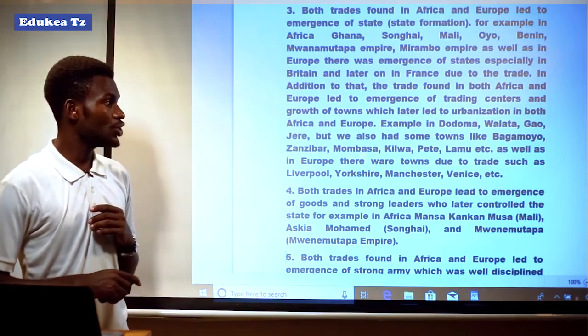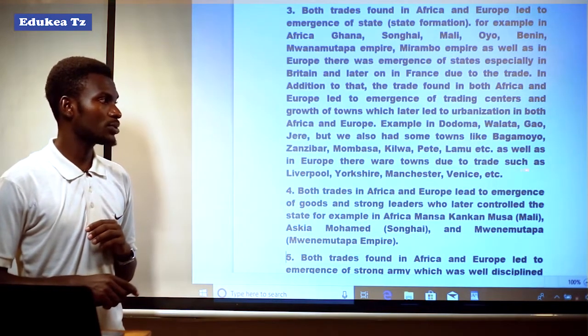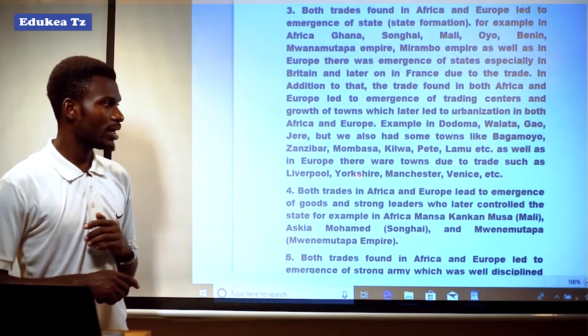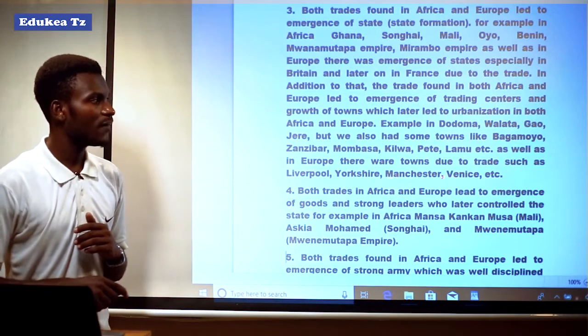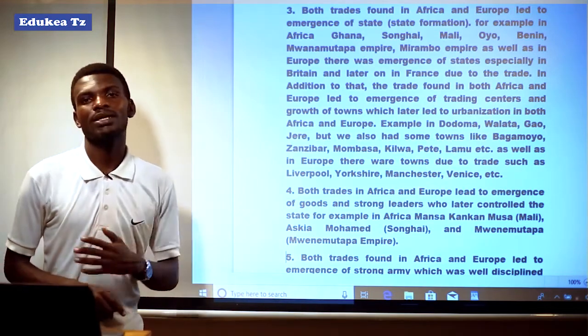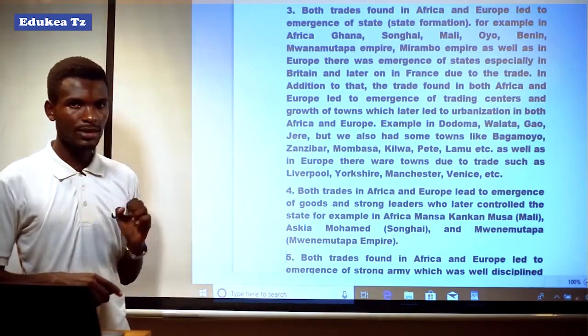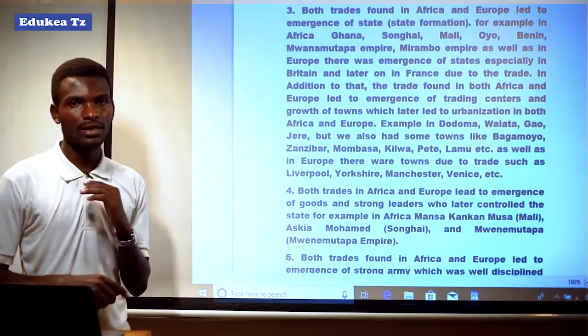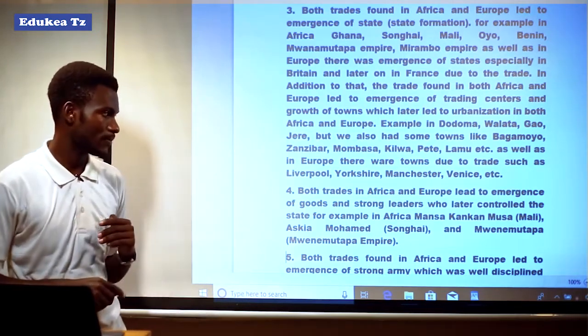As well as in Europe, there were towns that grew due to trade activities, such as Liverpool, Yorkshire, Lancashire, Manchester, Venice, Brussels, and other cities and towns which grew in Europe as the result of trading activities.